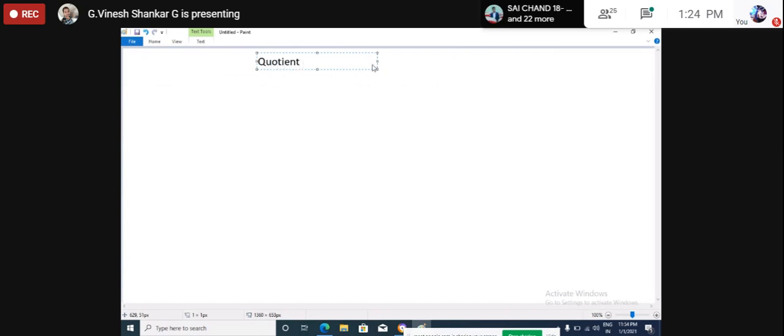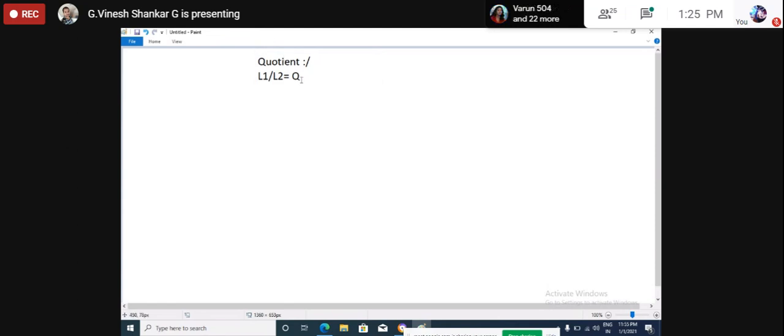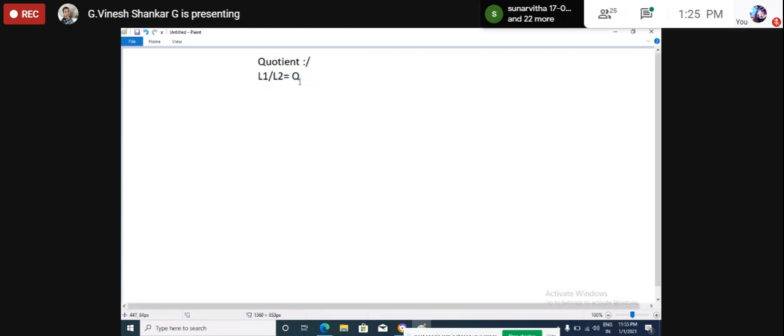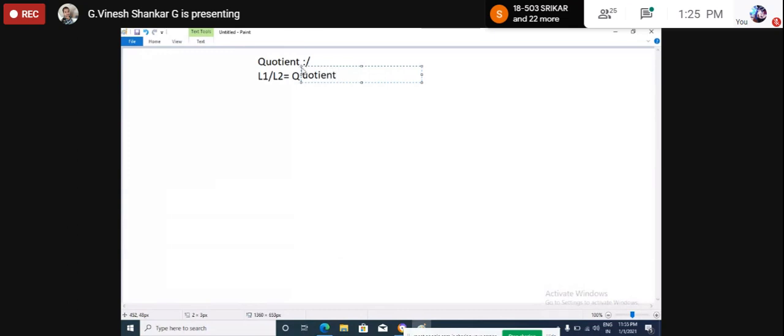Quotient. Now L1 by L2 I can write. L1 by L2 is nothing but the quotient. If L1 and L2 are regular, then the quotient is regular.